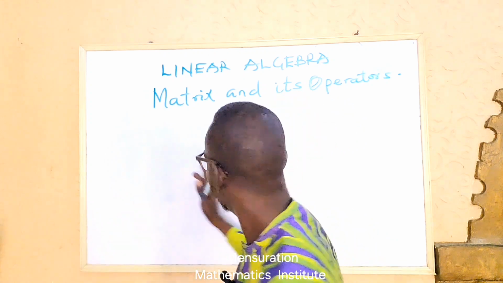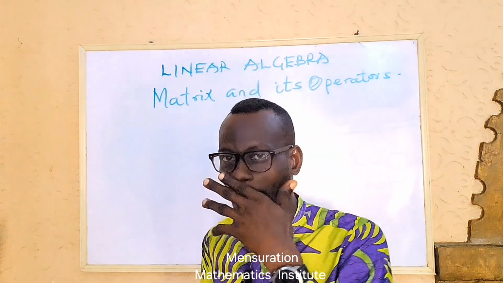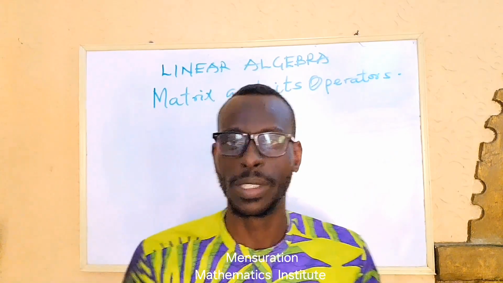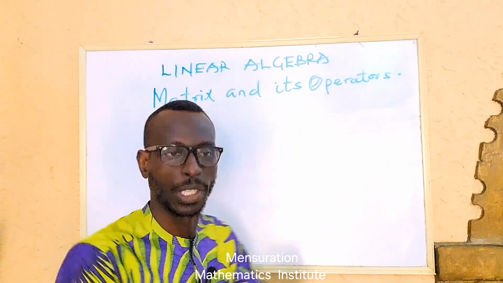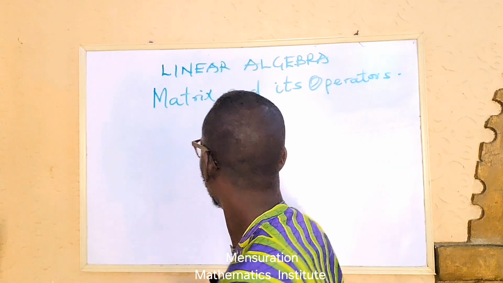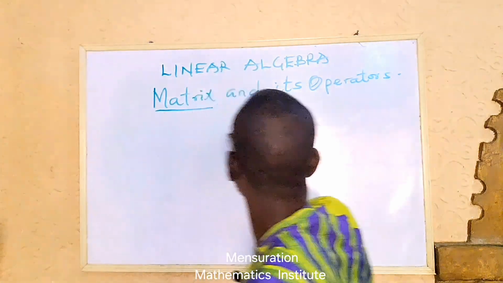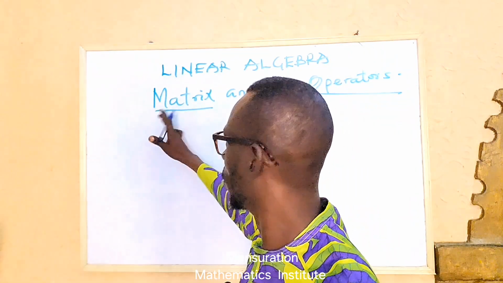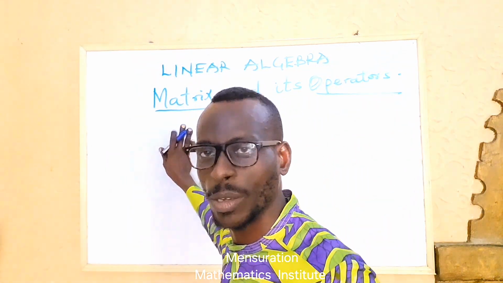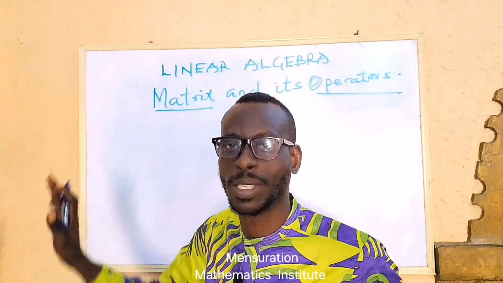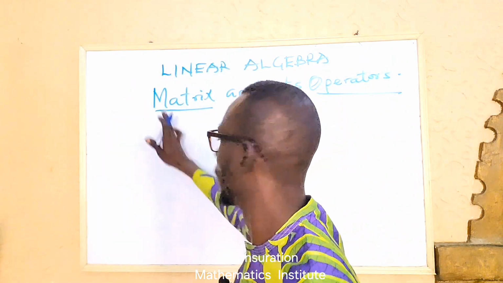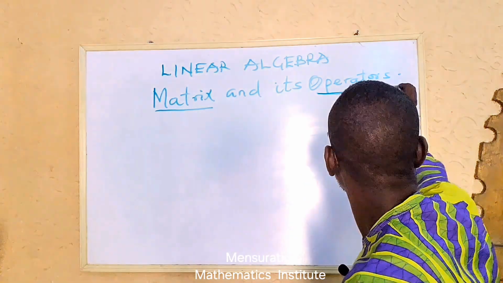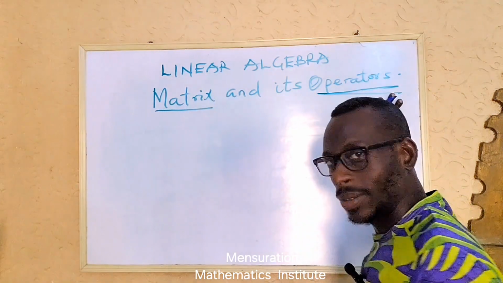When we talk about matrices and its operators, in the last video, we discussed the Cayley-Hamilton theorem, where we mentioned the keywords. In this video, the keywords here are matrices, operators. And in one of our videos, we made mention of what a matrix was all about and the types of matrices in two-dimensional space. We talked about the square matrix and the rectangular matrix. And the words here, matrix and the operators.